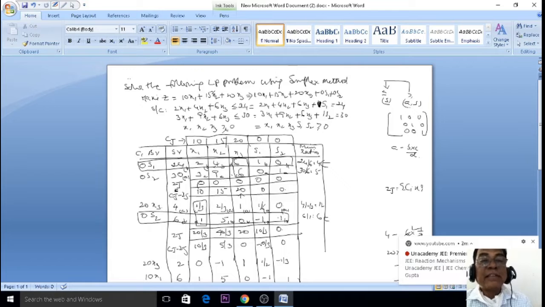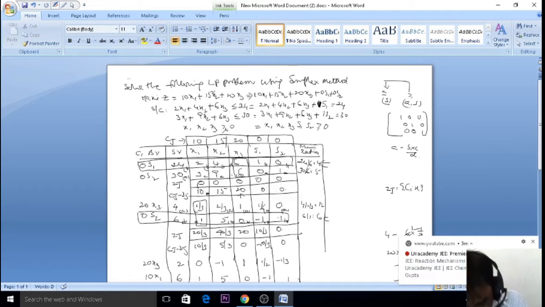Now next is the Zj value. Next, calculate Zj. Already you know that. What is the basic formula of Zj? Sigma Ci into Xi. What is the sigma Ci? This is 0 into 2 plus 0 into 3, 0, like this. Next is Cj minus Zj. Cj means the top row values.